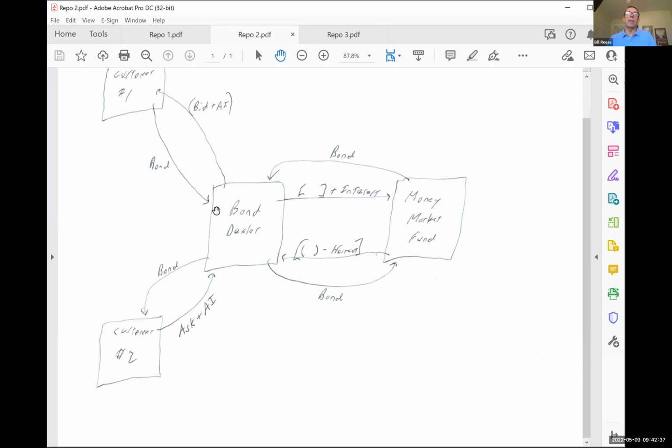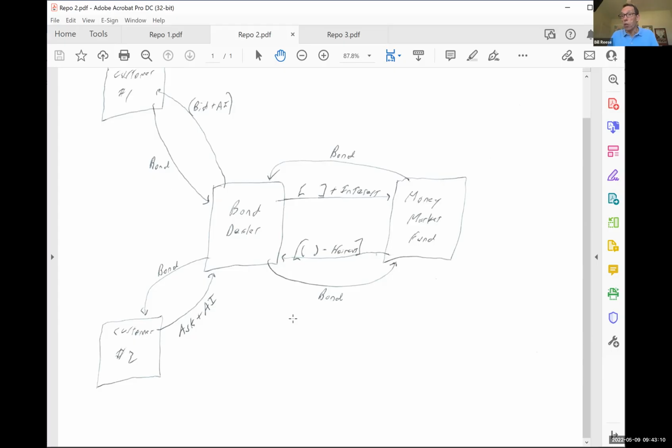The second thing is that this bond is not simultaneously being bought by the bond dealer and sold to customer number 2. The bond dealer does not buy the bond from customer number 1 and immediately sell it to customer number 2. If he did, there wouldn't be any need for a repurchase agreement here, by the way. Because they're not done simultaneously, this bid and this ask are going to be at 2 different points in time.